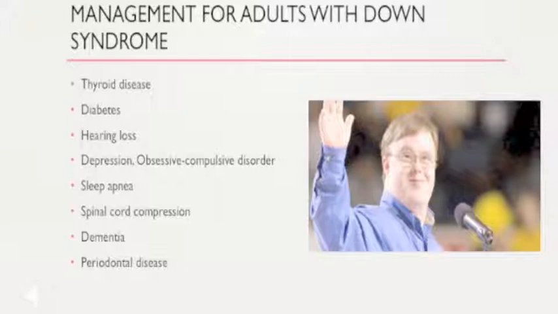Management for adults with Down syndrome includes screening and prevention just like everyone else. However, they do tend to have some diagnoses that might need treatment. So we screen them extra for thyroid disease. They can have hypo- or hyperthyroidism, diabetes, hearing loss, depression or obsessive compulsive disorder, obstructive sleep apnea, spinal cord compression, dementia, or periodontal disease. It's important to always approach the individual with Down syndrome and not their caregiver first when screening for these disorders.